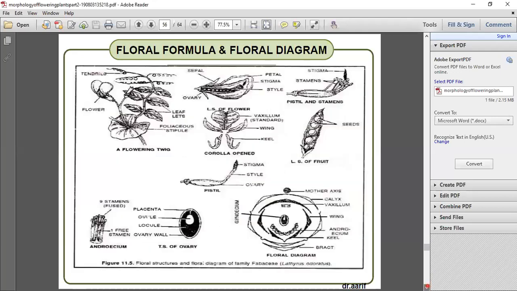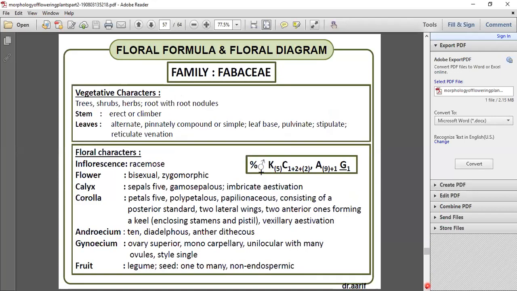So let's have a look into the floral formula. For family Fabaceae, this is the floral formula. How many of you are correct and where you are wrong? Tell me. I guess the major problem you faced is these brackets, isn't it? Yes, ma'am. So the first one is understood: it is actinomorphic. It is bisexual, that is also understood.